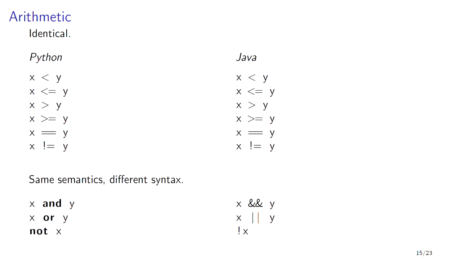And, or, not for logical expressions is the same basic logic. It's just the syntax is different. So double ampersand is and, double vertical bar is or, and exclamation mark before a variable is not.